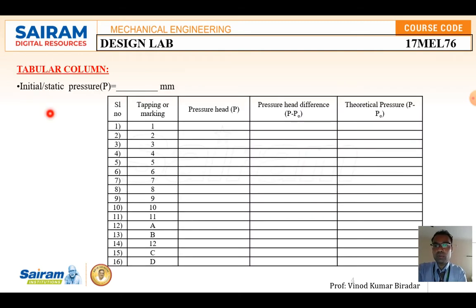Here the tabular column has the initial static pressure, which you note down. It is normally around 82 something. Then at each pipe note down your values. In the first pipe, note down the pressure head. The initial pressure is common for all. Note down the pressure head for the fluid, then subtract it from the initial. The calculation part I will tell you. This is the tabular column.